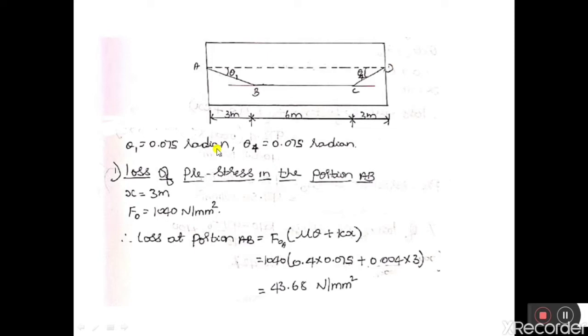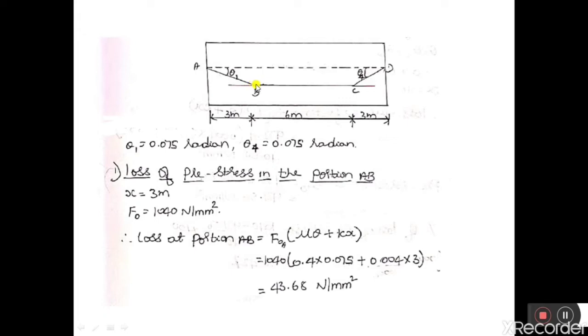Now what is the data given? It is given that theta 1. So this is theta 1. So they have given that the angle of this slope from B to A is 0.075. So this is 0.075, then this is opposite angle, this will be 0.075 radian. Similarly this side 0.075. Let us consider this as theta 1 at A and at B.